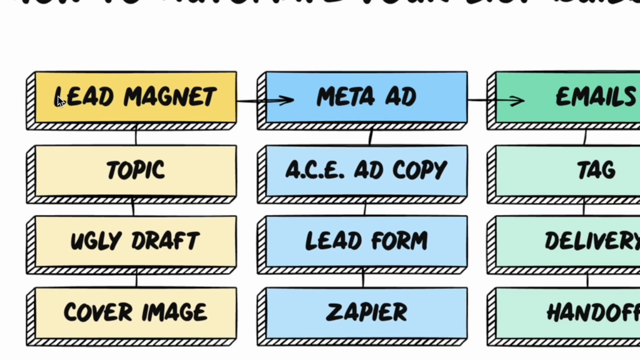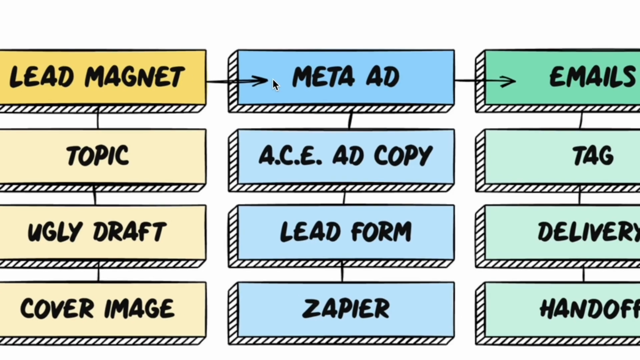So under the lead magnet column here, we're going to help you pick a great topic for a lead magnet that your market is thinking about. We're going to make an ugly first draft, and I'm going to make a cover image using AI tools so we can use it as an image in the newsfeed. Next, I'm going to show you how to set up the Meta ad from scratch. Even if you've never run a Meta ad before, this will be the simplest way to do it.